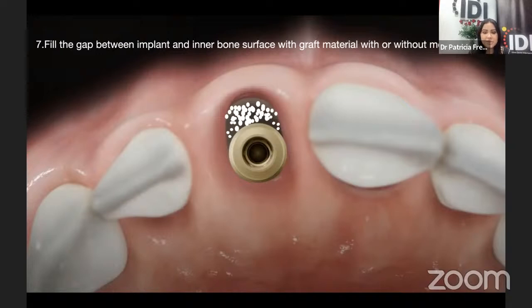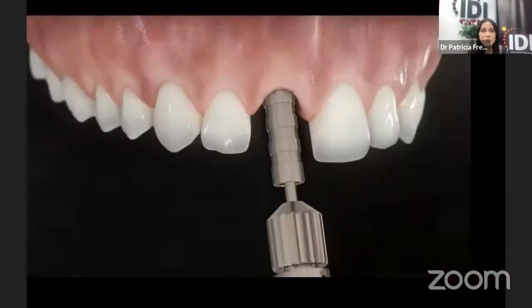It is very important. And we can do that with bovine, we can do that with artificial bone, we can do that with the bone of the patient, but we have to remember that they are viable particles, and the size must be 1 millimeter till 2 millimeter. If our particle is less than that, we won't have viability in those particles, right?